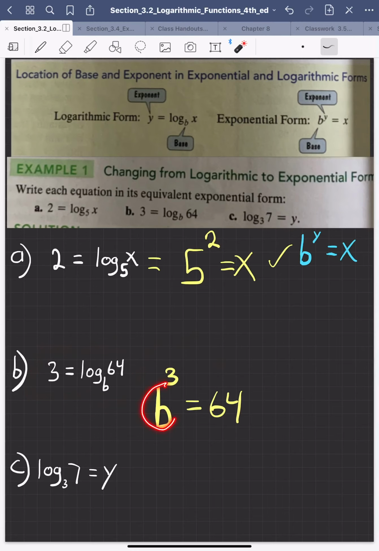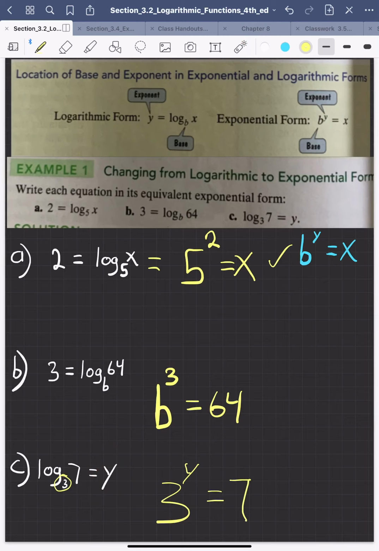Okay, last one. Hopefully this is starting to get better now. So remember, we'll take that base first. So 3 to the power of, what's the exponent? The exponent is, again, whatever it's equal to. So that's 3 to the power of y. And that's always going to be equal to what's left, what's inside the log. So 7.